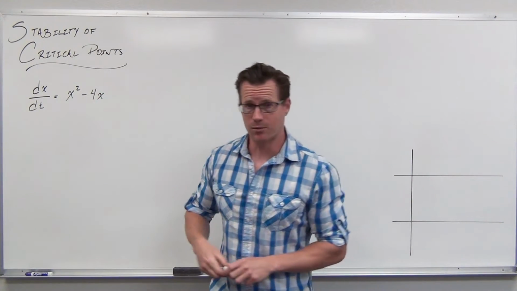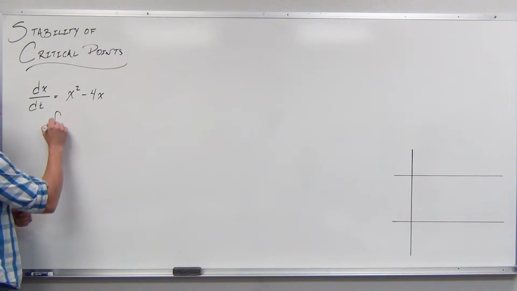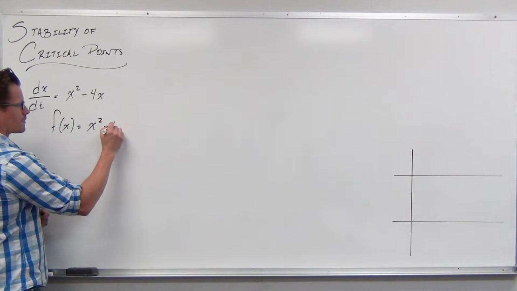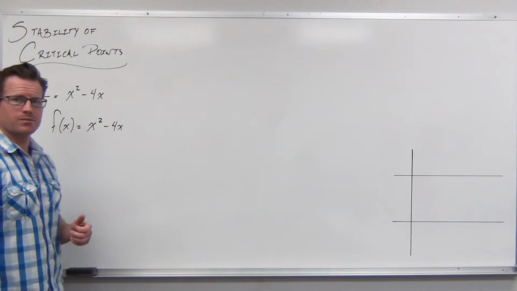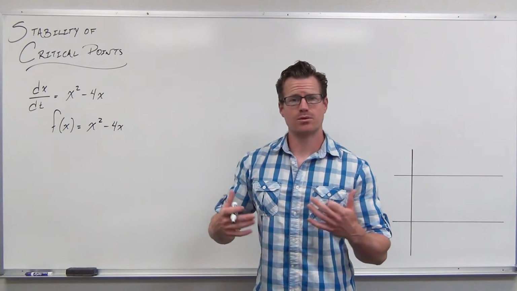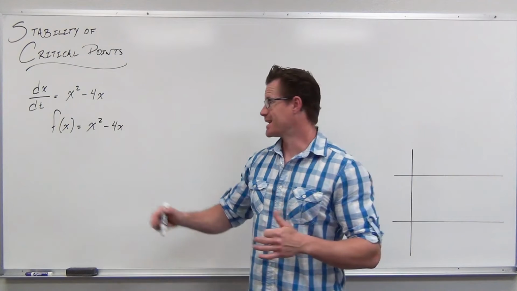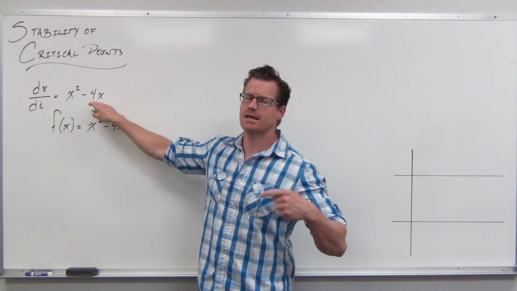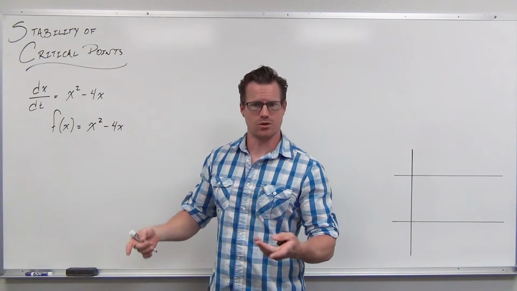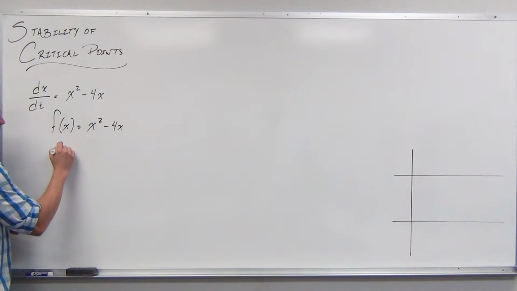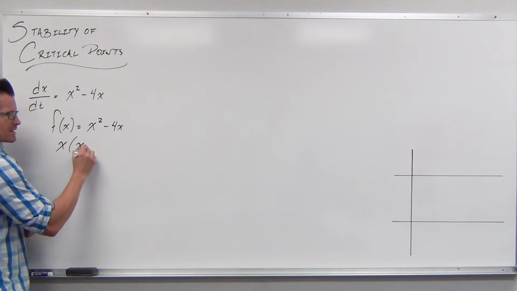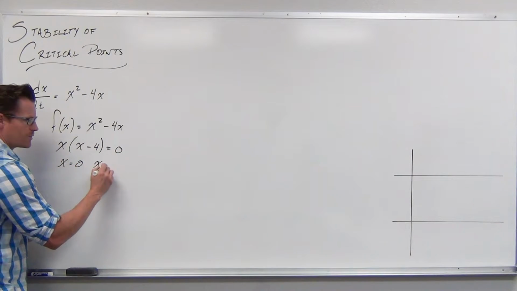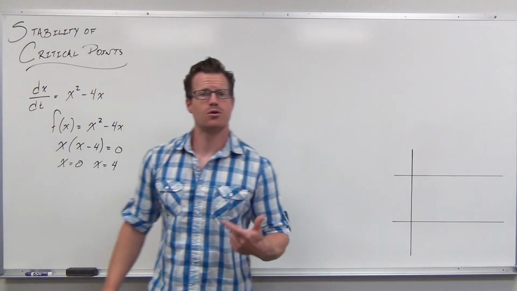So if we're looking for critical points, all we've got to do is say, hey, our function here is x squared minus 4x. And if we set that equal to 0, we're going to find critical points very easily. If this function is a first derivative, then setting a first derivative equal to 0 gives us critical points. So if we factor out an x, it makes it a lot easier by the zero product property to find our critical points. We get 0 and we get positive 4. So our critical points are 0 and positive 4.